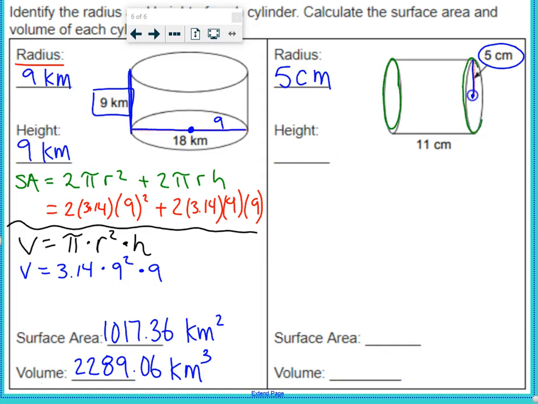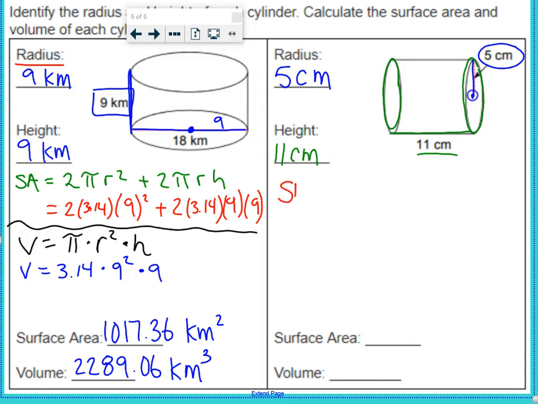So here's the two circles. The distance between them is 11 centimeters. So even though it's on the bottom now, it's just because the cylinder has been tilted to its side. So that is the height, 11 centimeters, so make sure you don't mislabel that. And now we just have to plug them into our formulas.